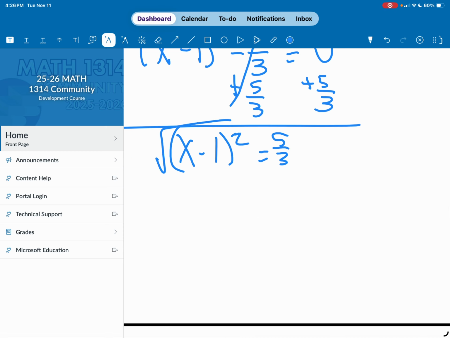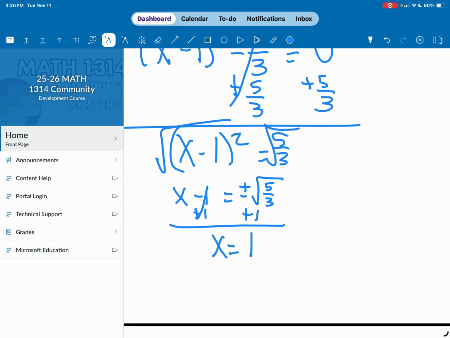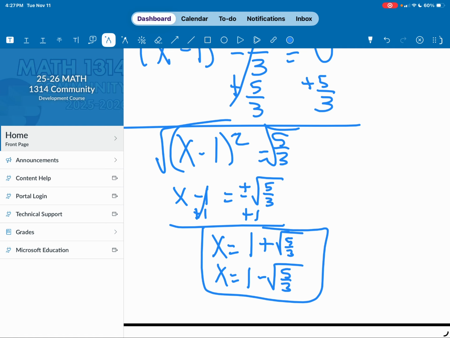So I've got to take the square root of both sides. I get x minus 1 equals plus or minus the square root of 5/3. And then I add 1 at the end. So I get x equals 1 plus the square root of 5/3, and x equals 1 minus the square root of 5/3. That's my answer.